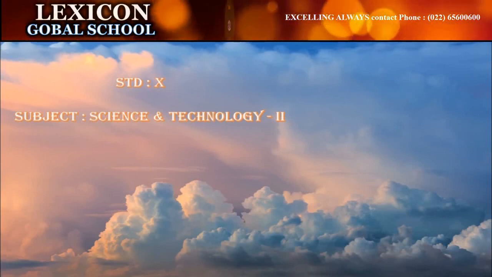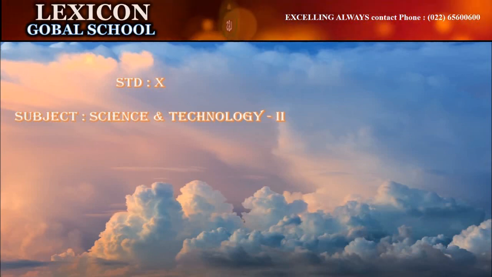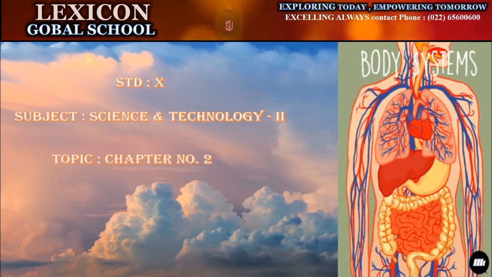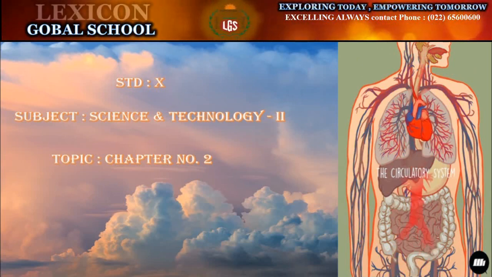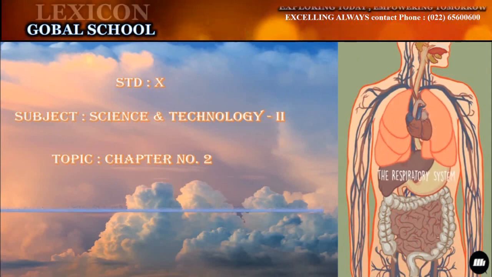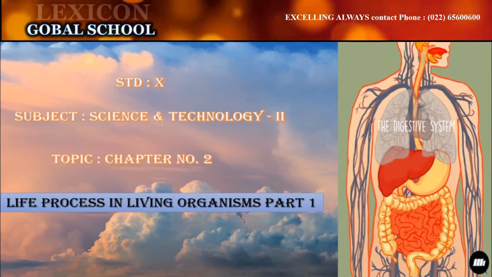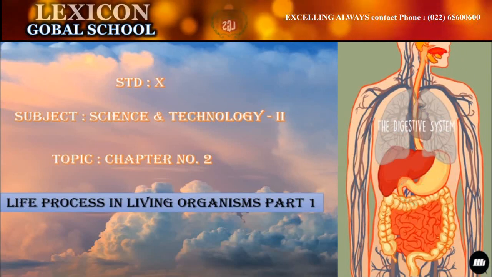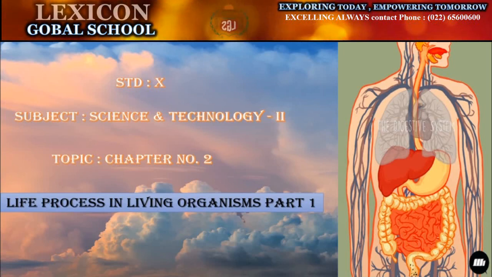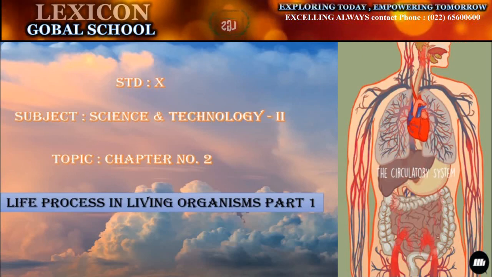So, we are going to start Science and Technology Part 2. And the chapter that we are going to begin today is Living Organisms: life processes of living organisms. We are going to study how respiration takes place in a living organism, how energy is produced, and various other processes related to a living organism. How a cell respires, how oxygen is taken in, how carbon dioxide is given out. All these processes, how does this process take place? We're going to study this in this particular chapter.